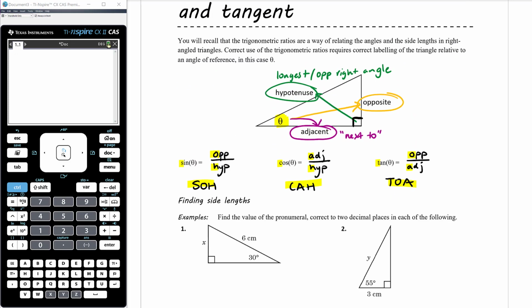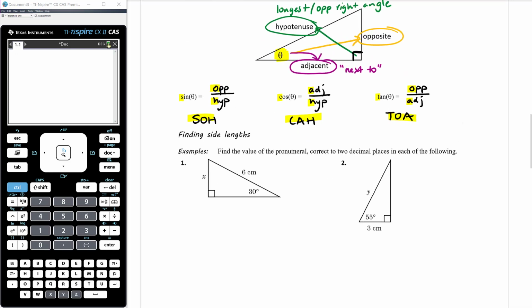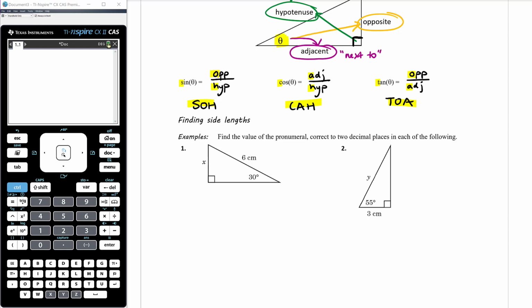Okay, so we've got these three relationships. Each of those relationships connects two side lengths with an angle. Okay, so depending on the combination of angles and side lengths we've got, that will define whether we use sine or whether we use cosine or whether we use tangent. Okay, so that's the first thing we need to identify. Is it sine, cos, or tan in this problem?